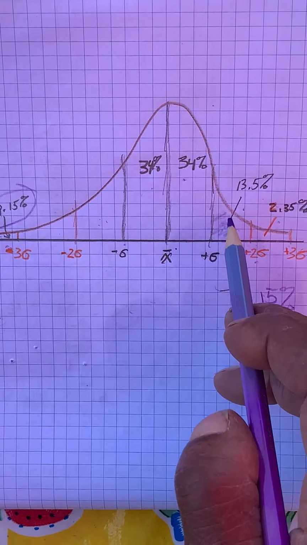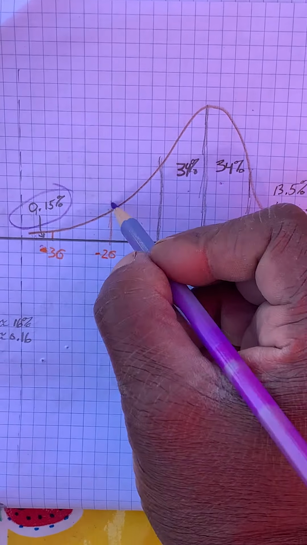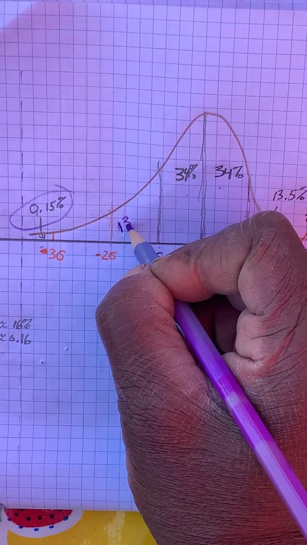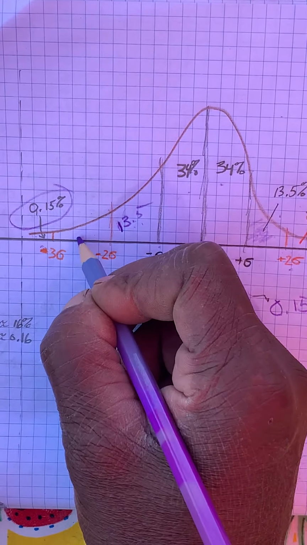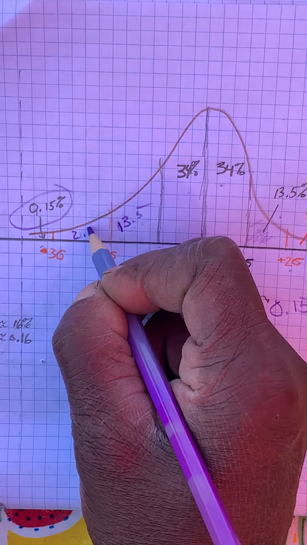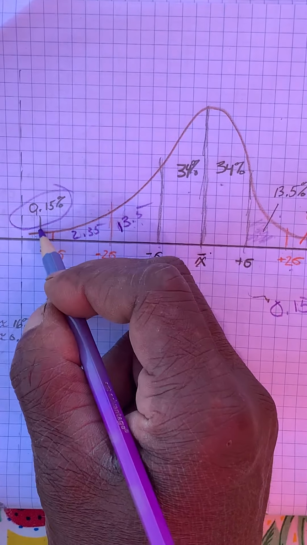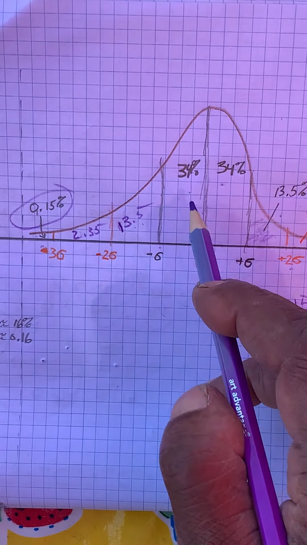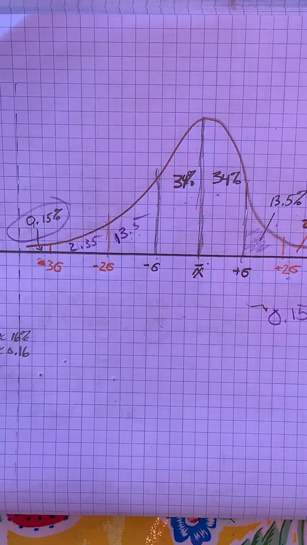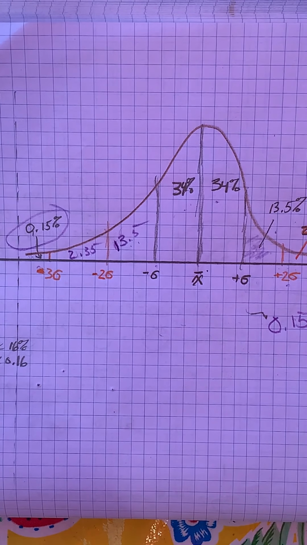So remember those numbers, 13.5, 2.35, and 0.15, and of course the 34. We can use those as a way of dealing with probabilities.